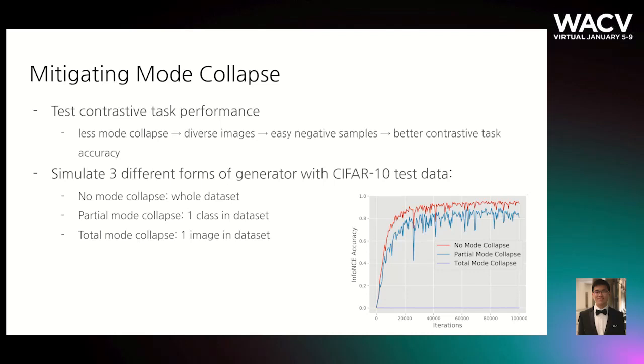To show that we mitigate mode collapse, we demonstrate that when a generator has less mode collapse, the more diverse the generated images are, which leads to easier negative samples in a contrastive task, and thereby a higher accuracy. To do so, we simulated generators with varying degrees of mode collapse by restricting the diversity of images with CIFAR-10 test data. Our experiment shows that, as expected, the more mode collapse the generator has, the worse the contrastive task accuracy, reaching almost zero in the case of total mode collapse.